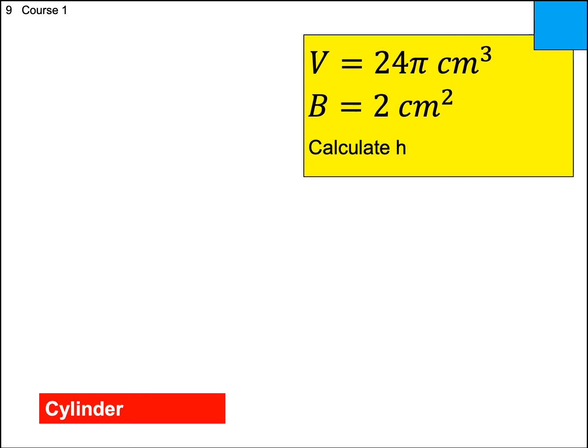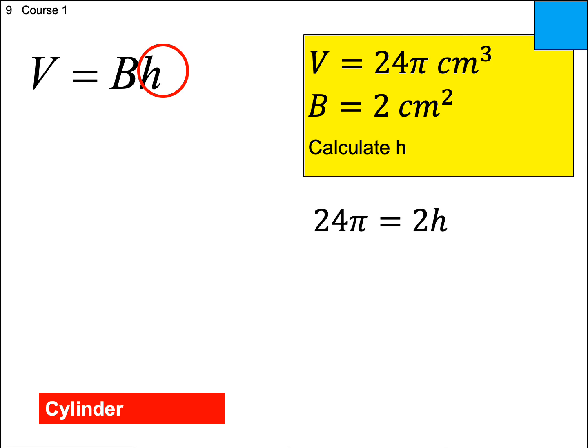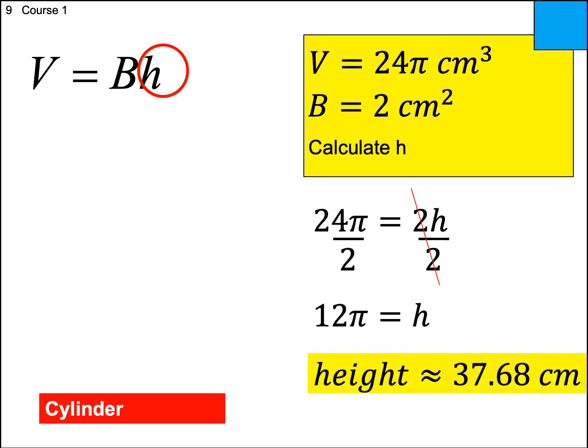All right, let's do one more. All right, so let's see what we're given. We're given V and capital B, and it says calculate for h, so we're going to use this formula again, and we're going to calculate for h. So let's plug in what we got. Oh, and by the way, volume is in terms of pi here. So let's see, volume is 24 pi, B is 2, and we're solving for h. Well, once again, this one isn't too bad. Look at the h, we're just solving for h, so we'll just divide both sides by 2. It gives us 12 pi, and 12 times 3.14 is approximately 37.68, and height would be just plain old centimeters.